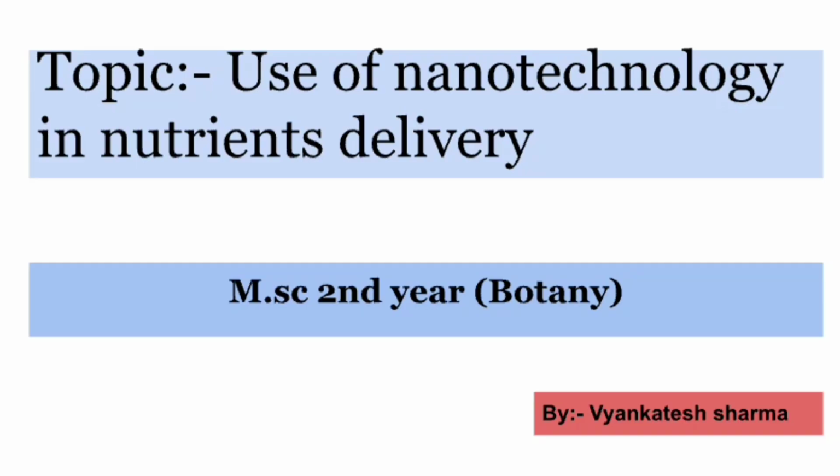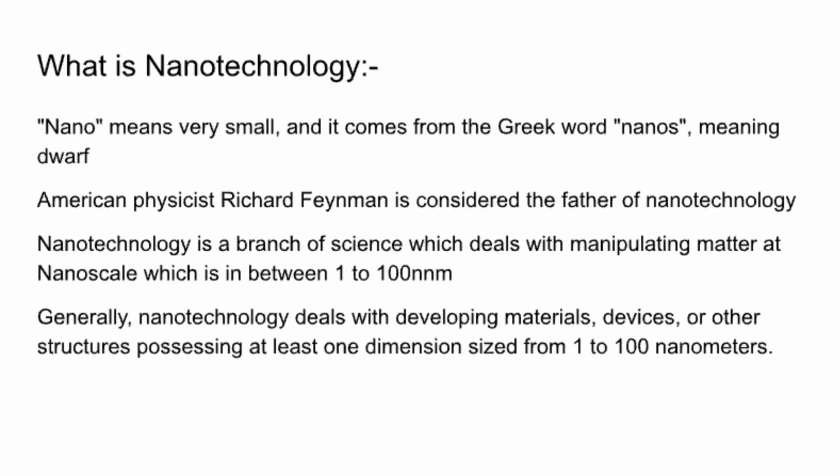So our new topic is use of nanotechnology in nutrient delivery. Before dealing with its use in nutrient delivery, we have to know what nanotechnology is. So friends, nano means very small, and it comes from the Greek word nanos meaning dwarf. Simply, it is small particles.